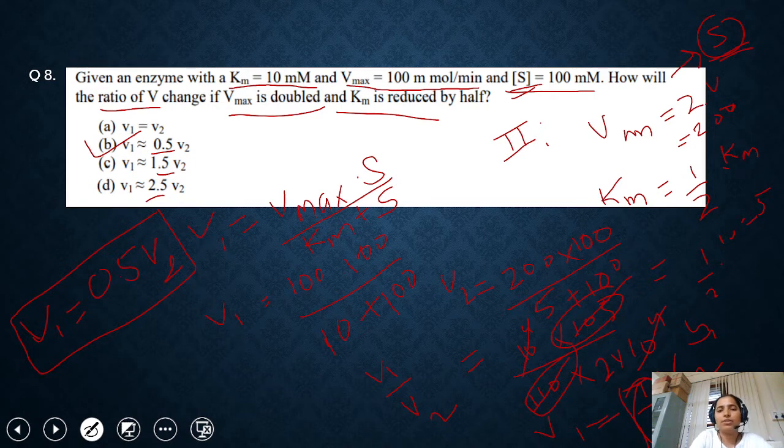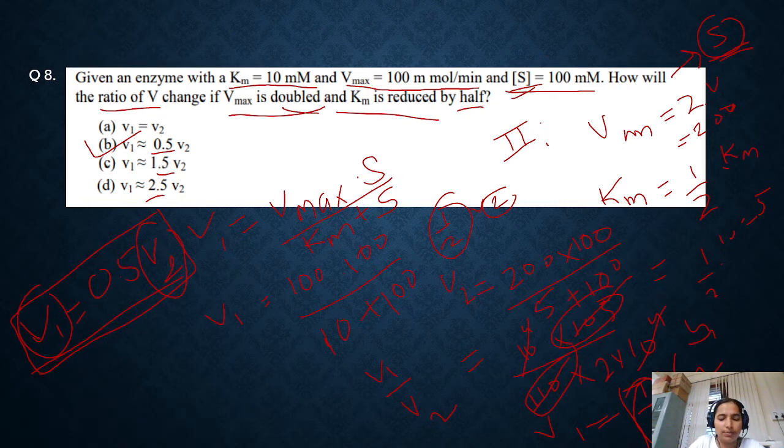When it is doubled or halved, it will come in multiples of 2 or 1 by 2. So the answer to this question is V1 equal to 0.5 of V2. But you have to take care of two things. First, you should not confuse V1 and V2, because if you swap these values, the answer will change. It will become twice of. So you have to check these things with the options and the question also. So the answer to this question is B.